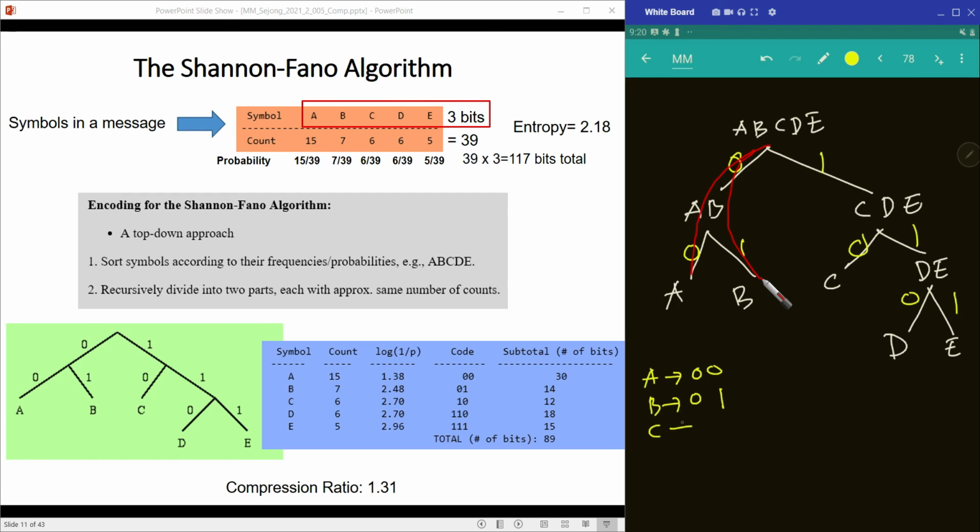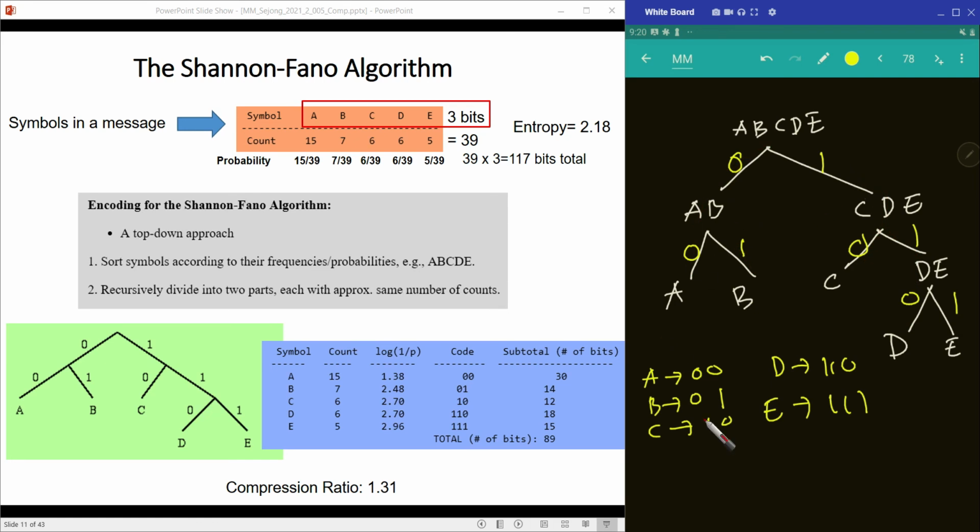What is the code for C? The code for C is 1 0. What is the code for D? The code for D is 1 1 0. What is the code for E? This is 1 1 1. So you see, this is how we can do it.